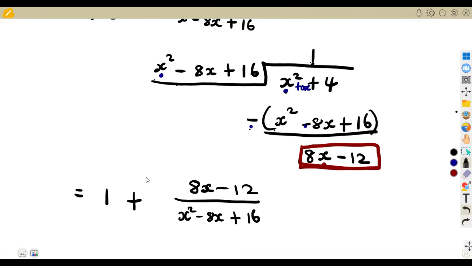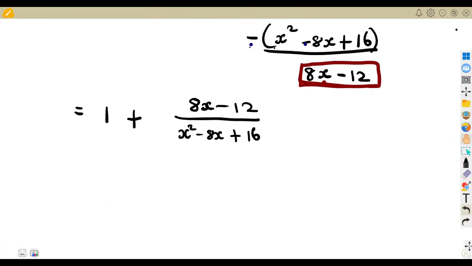On that condition, it means you are supposed to work with the remainder, expressing it into partial fractions, because if you check our remainder here, we are able to factorize our denominator. We need factors of 16 that give us a negative 8 if we add them. Do we have factors of 16? That's a negative 4 and a negative 4.